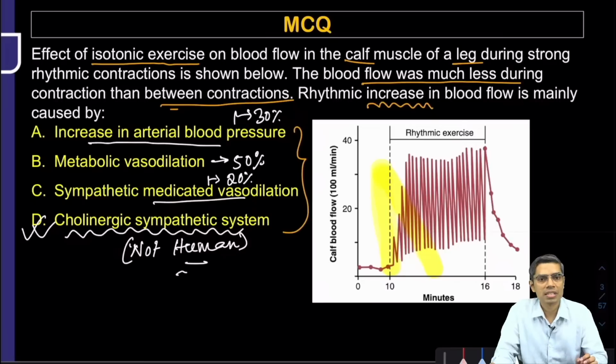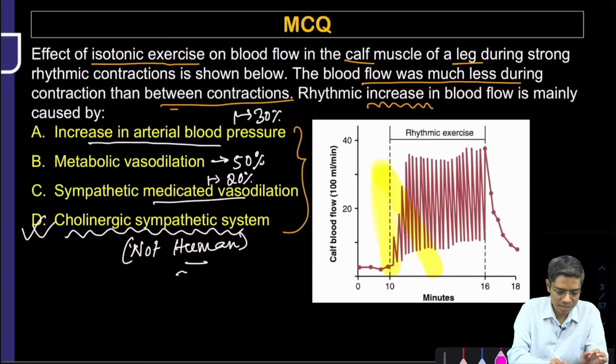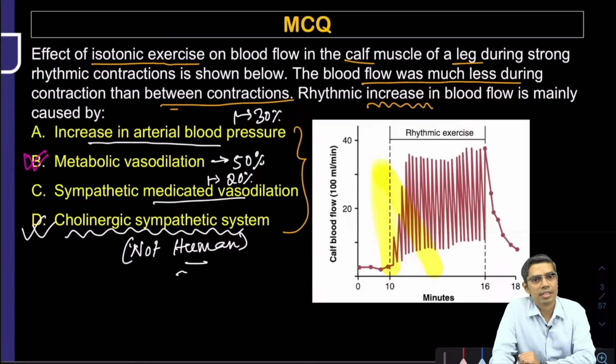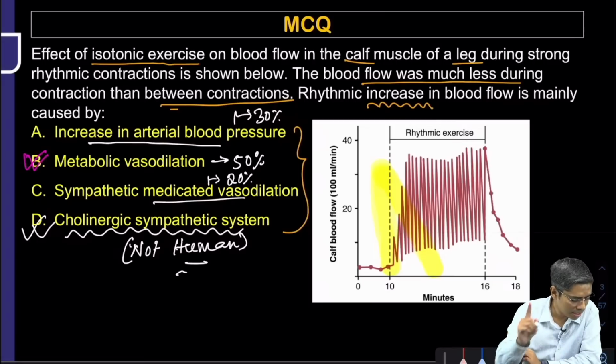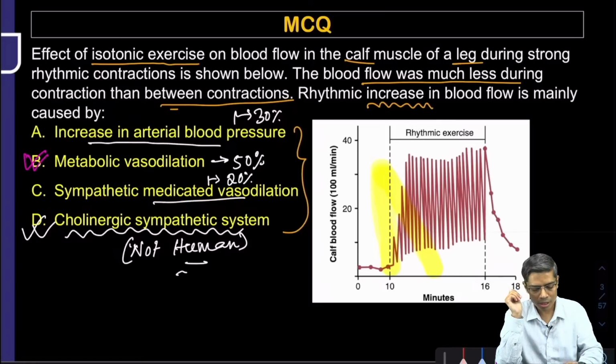But here the question is asking which is the most important cause of increased blood flow to the muscle during exercise. Your answer is metabolite mediated vasodilation. Am I clear to all of you? Please tell me whether this is clear to all of you or not. This is very, very important.